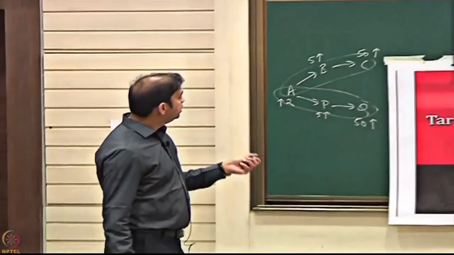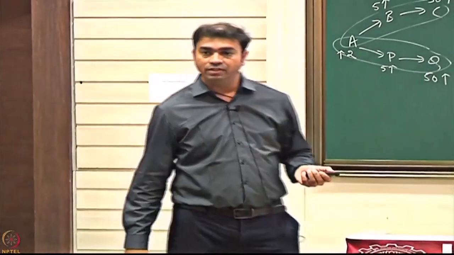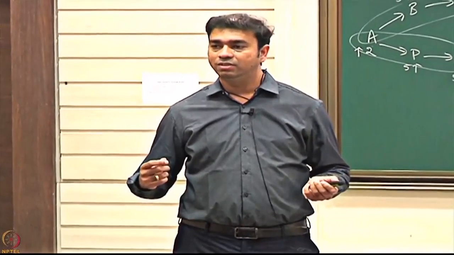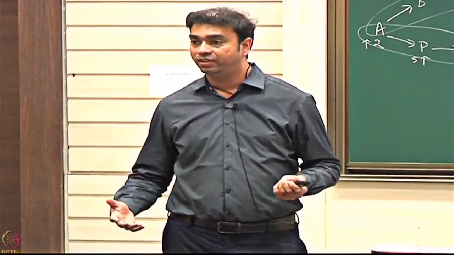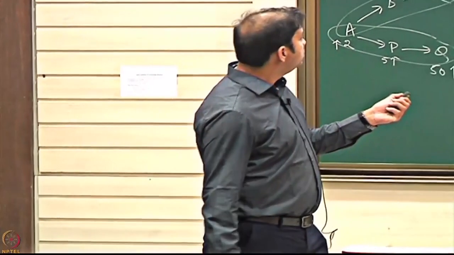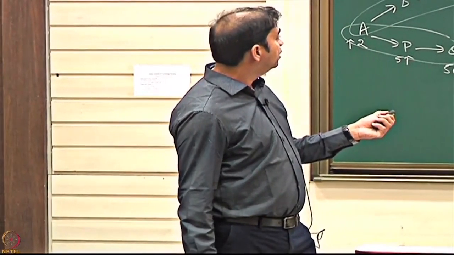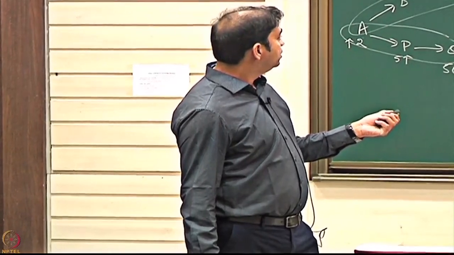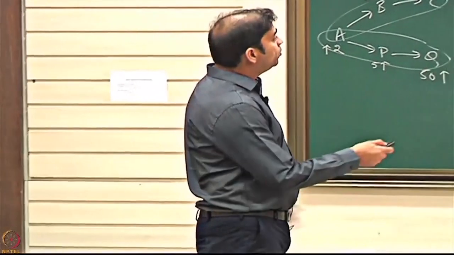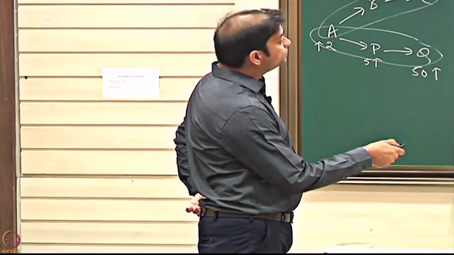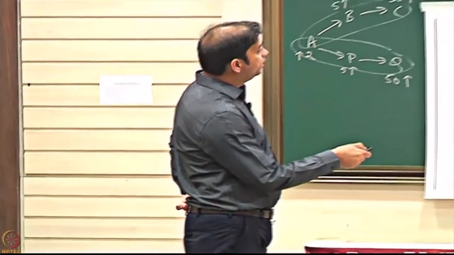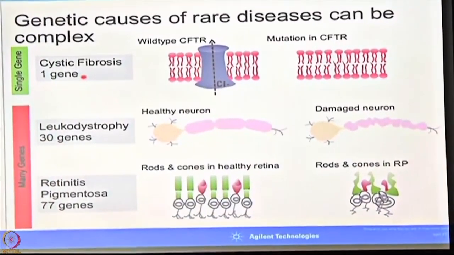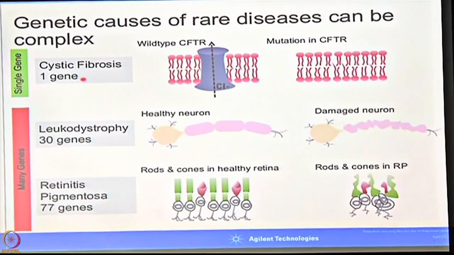But in these two, multiple genes are affected, so it is very difficult to identify the cause. Here, around 30 genes are affected, and in this disease 77. The problem is that this causes damaged neurons, and in retinitis pigmentosa the cone cells and the rod cells are disturbed. So these are diseases in which multiple genes are involved.